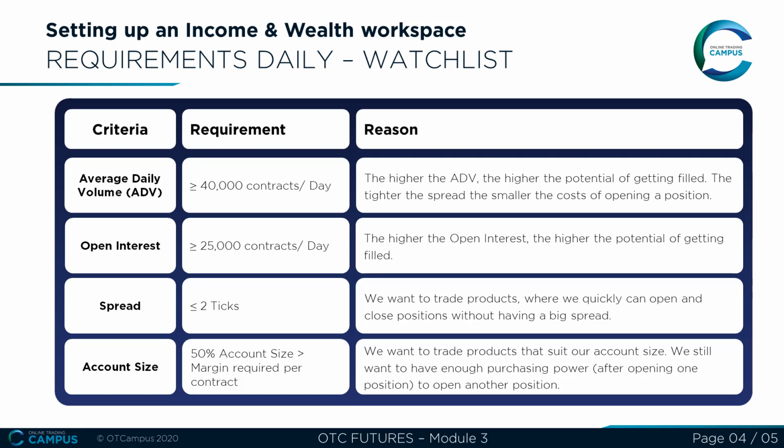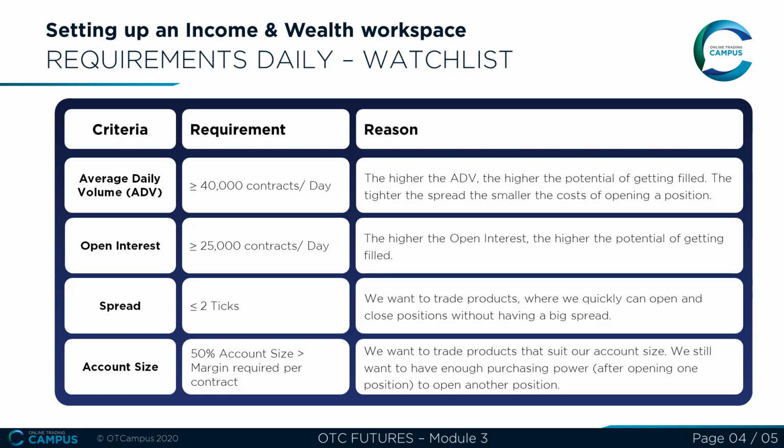What's the requirement for our account size? Well, as a rule of thumb, we should never use more than 50% of our account size as a margin per single contract. What's the reason for that? We want to trade products that suit our account size. We still want to have enough purchasing power after opening one position to open another position.